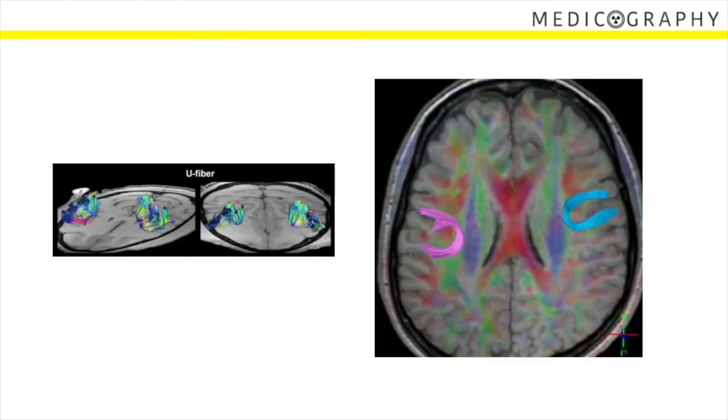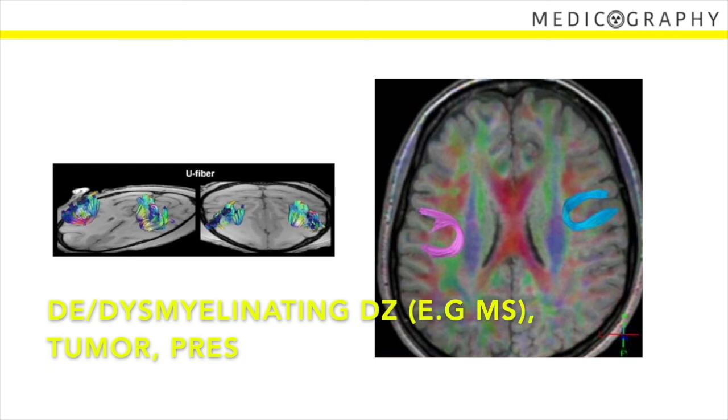Okay, then we move to U fibers, subcortical U fibers. Subcortical U fibers connect adjacent gyri here, just like this. They are variably related to higher aspects of brain function. And delineation of U fibers is useful for diagnosis of demyelinating and dysmyelinating diseases such as multiple sclerosis, or even brain tumors, or also such as PRES.